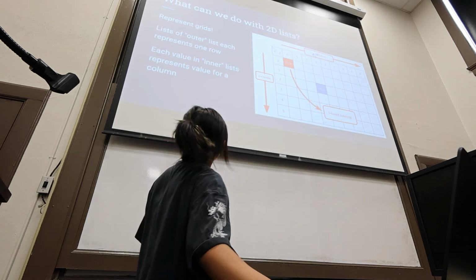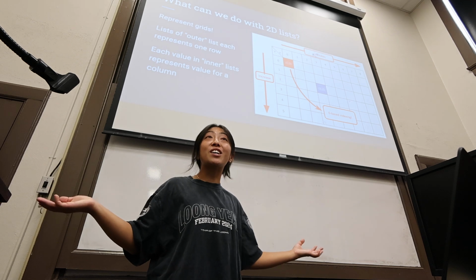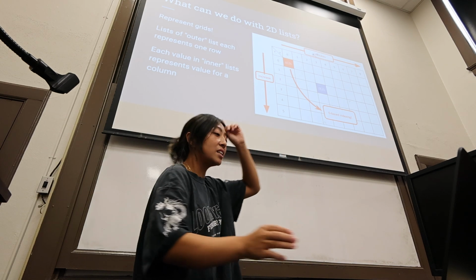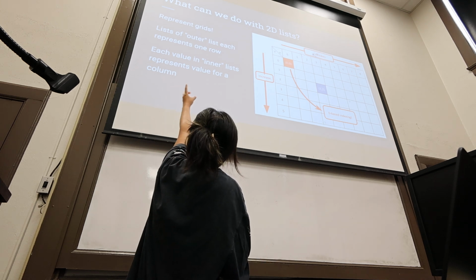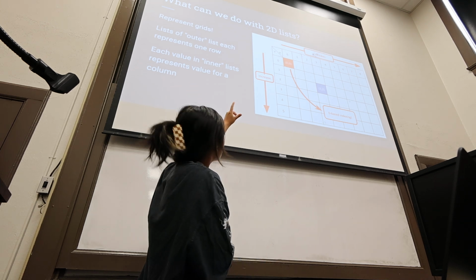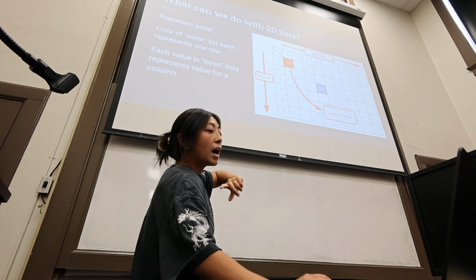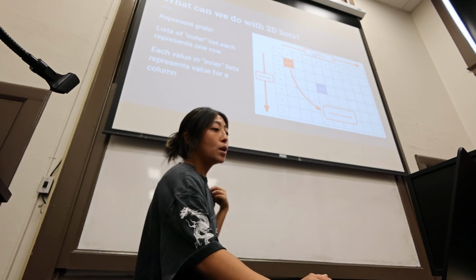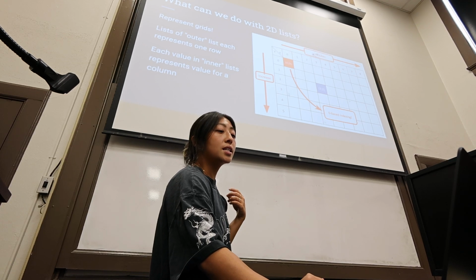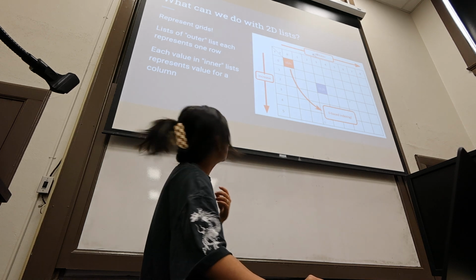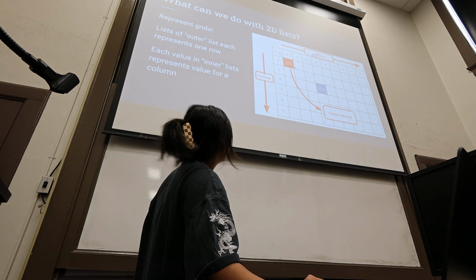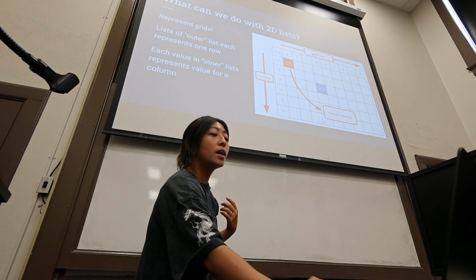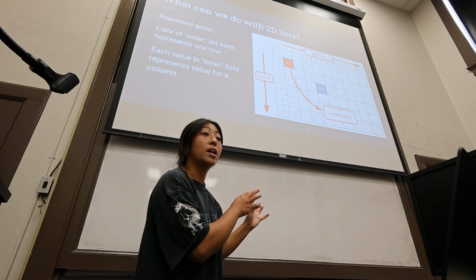So what can we do with 2D lists? Well, we can literally represent grids, like with our tic-tac-toe. We can represent that as a grid. So the outer list will represent rows, right? And then each value of the inner list will represent a value for the column. So you can think of a 2D list as a grid with these positions. So 0, 0, 0, 1, 0, 2, right? This is a row and this is a column represented by our list.